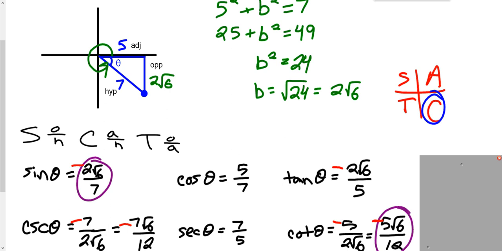And because cosine is positive, cosine was positive 5 over 7, the reciprocal of cosine is going to also be positive. So if a trig ratio is positive in a quadrant, its reciprocal is also going to be positive. If a trig ratio is negative, then its reciprocal trig ratio is going to be negative as well.